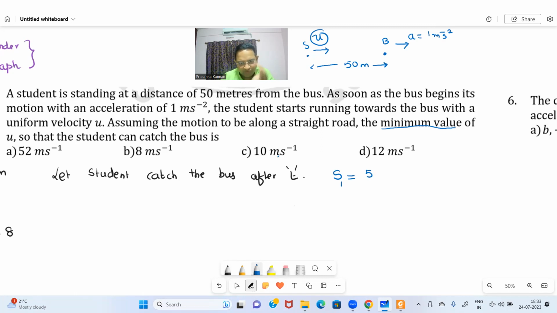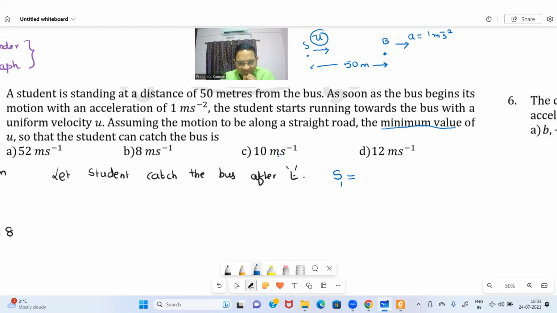That difference he must have covered, isn't it? But it is not necessarily 50. Could you tell me why? Because the bus is moving, sir. Very good, very good. So the bus has also moved, correct?